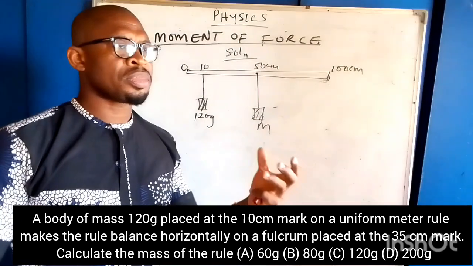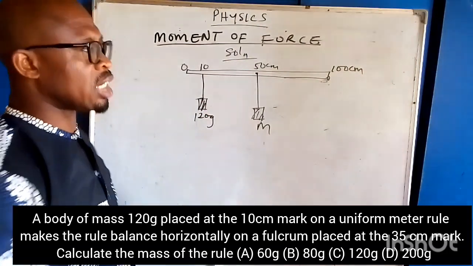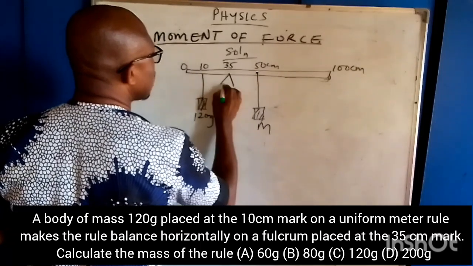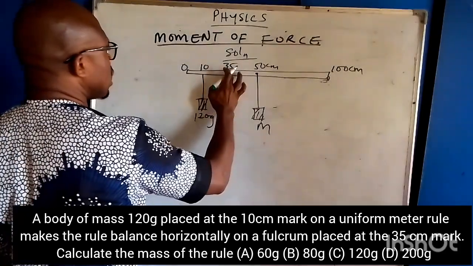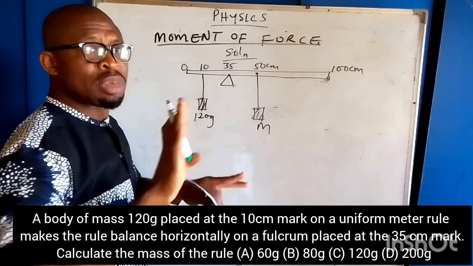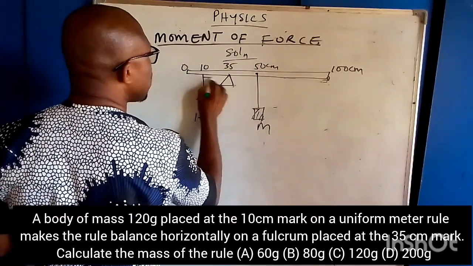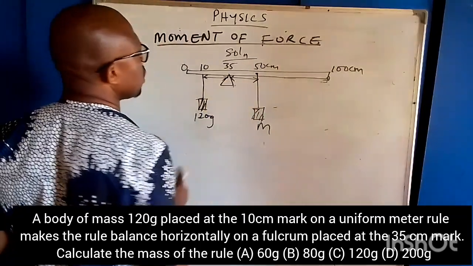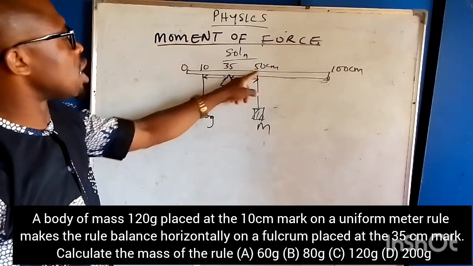The next thing, they said that the fulcrum or the support or even the knife edge is placed at 35. So we have here at 35. This is where the support is placed. Once you arrange it like this, the whole arrangement is made easy. So we now put our perpendicular distances here. Since from here to here is 10, from here to here is 35, from here to here is 50.